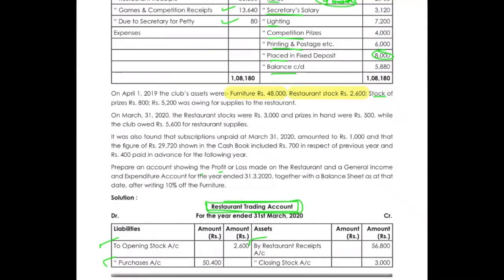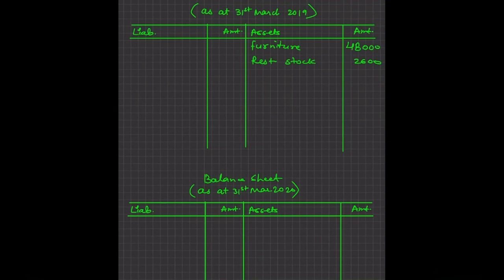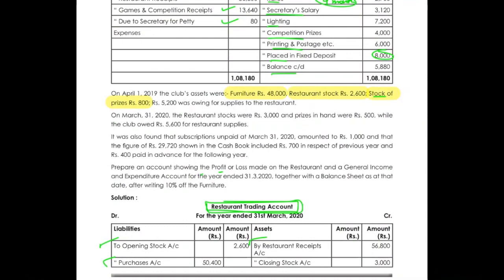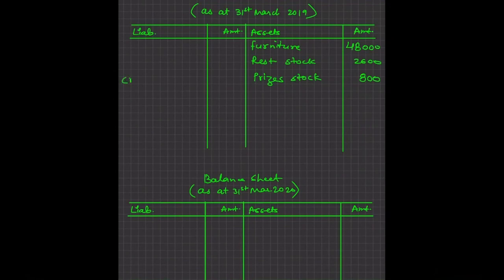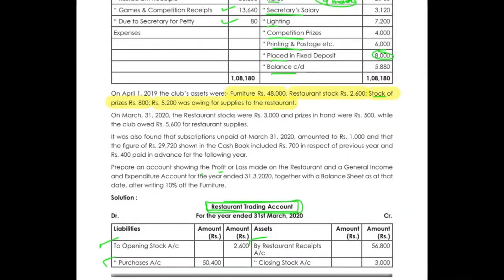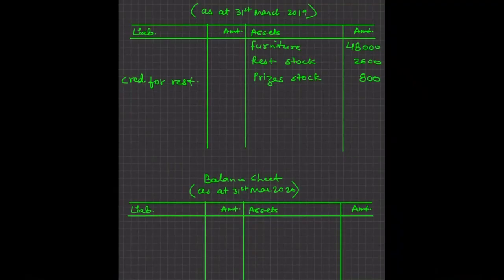Then we have stock of prices of rupees 800. So here prices stock of 800. Okay. Then we have 5,200 owing to suppliers of the restaurant. Okay, so we have creditor for restaurant that we need to pay. How much? 5,200.